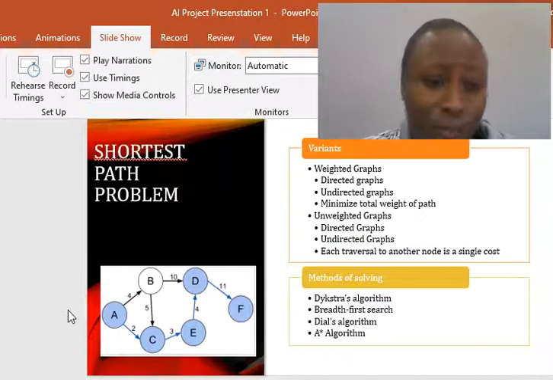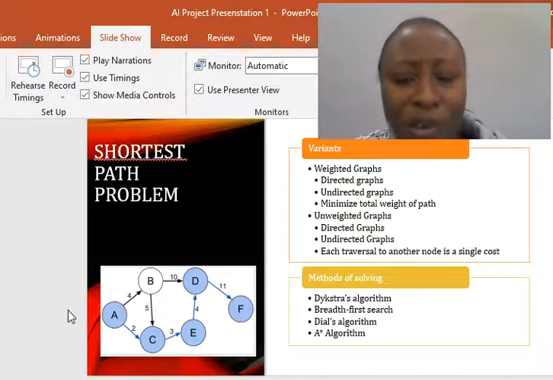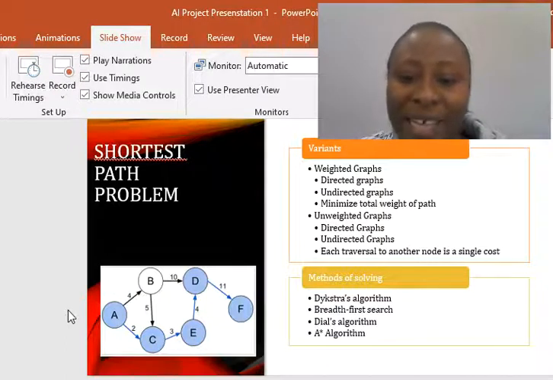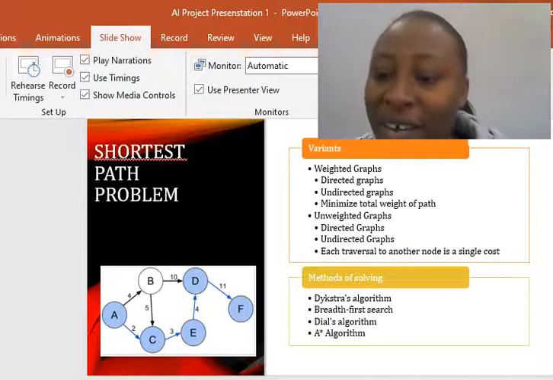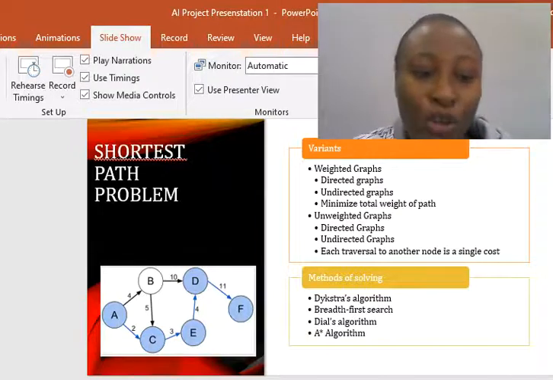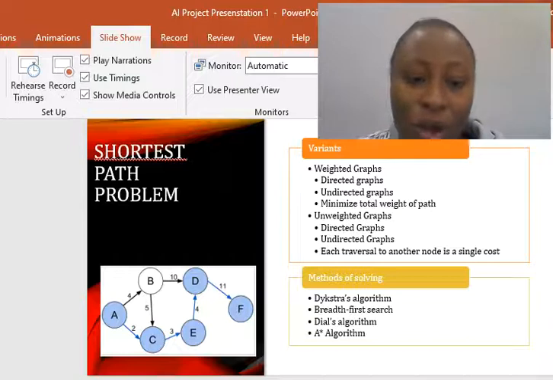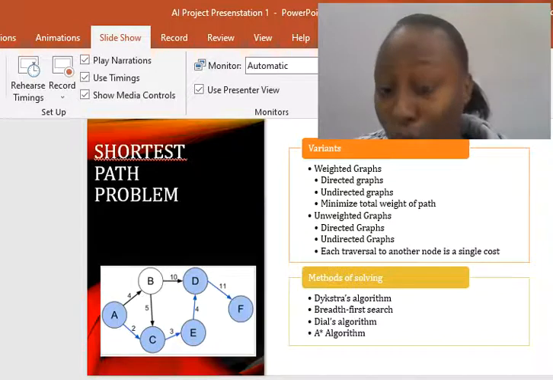The previous slide demonstrates one of the variants of this problem, and that variant would be a directed weighted graph. A directed graph, like the one shown previously, is a graph where the flow of information is directed by arrows from one node to another node.